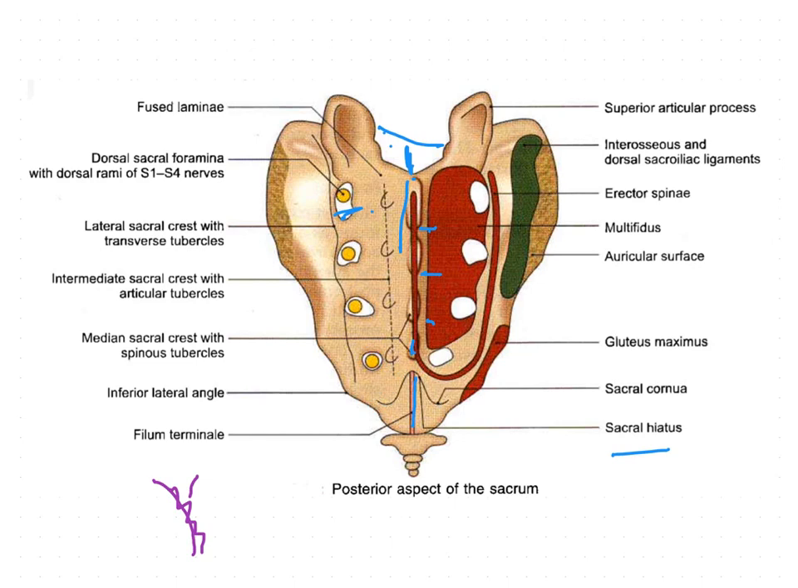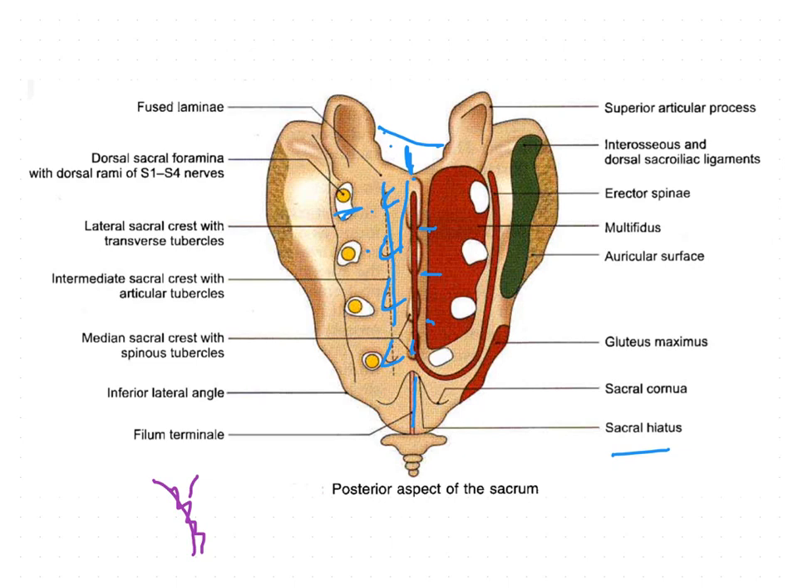Okay. Now coming to the intermediate sacral crest, this one is the intermediate sacral crest. It is a row of small articular tubercles. Here you can see this one is the row of small tubercles, lying just medial to the dorsal sacral foramen. It represents the articular processes fused together. So this crest represents the articular processes fused together.